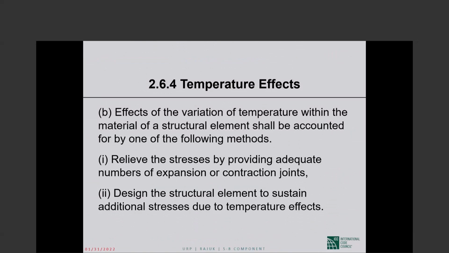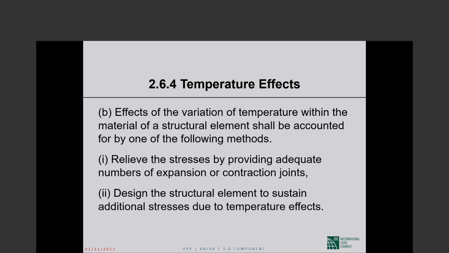Effects of the variation of temperature within the material of a structural element shall be accounted for by one of the following methods. Relieve the stresses by providing adequate numbers of expansion and contraction joints. This, I think, is very bad advice, because the joints are a headache to maintain through the lifetime of the structure. So we avoid joints to the extent possible. Yeah, they are a possible solution, but they are not a good solution.